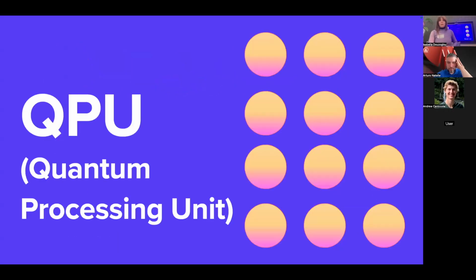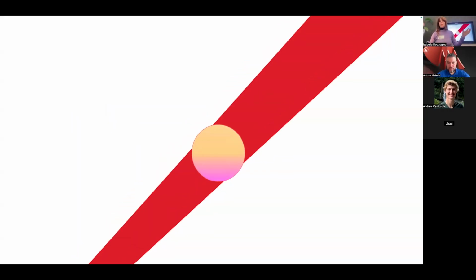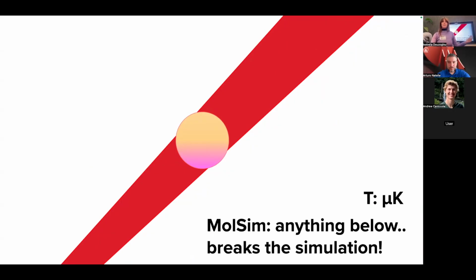So they're entangled. So what is a QPU? It's the quantum processing unit, which is these arrays of atoms that are being trapped with a laser. And the laser is actually moving the atoms around in the QPU and making this lattice. And it's not only trapping the atoms, but it's also bringing down the temperature to microkelvin, which is super cold. And if I learned anything in molecular dynamics simulations, it's that anything below that breaks the simulation. So you literally can't go colder than that.